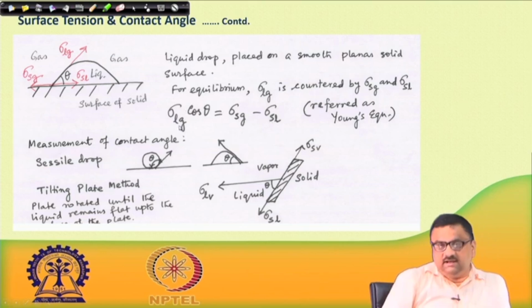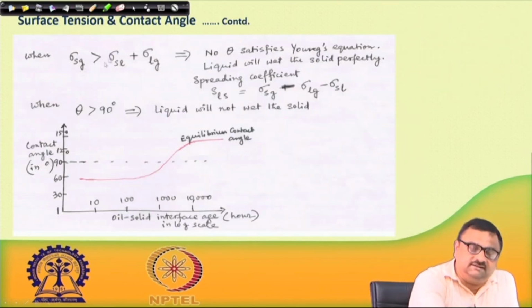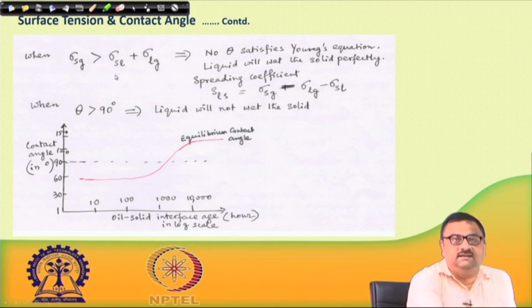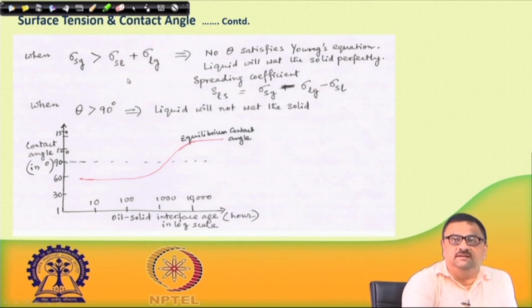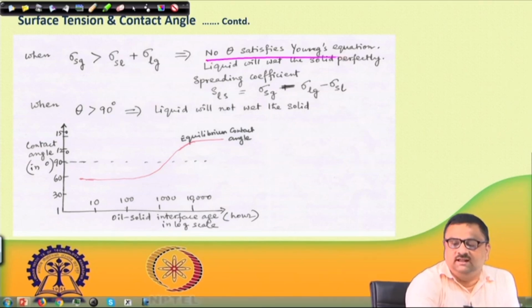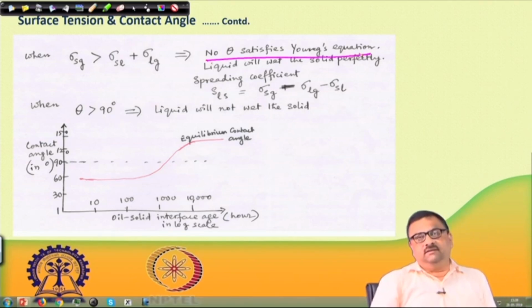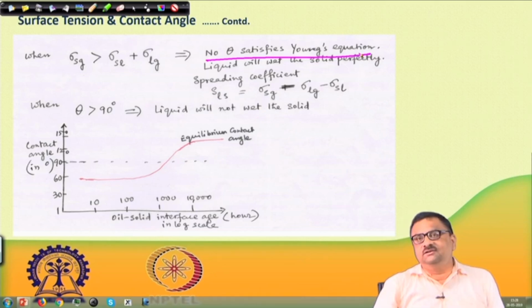Here we are saying that sigma SG is not only equal, but greater than this. So, when sigma SG is greater than sigma SL plus sigma LG, naturally it is beyond cos theta equal to 1. That is why it is written here that no theta satisfies Young's equation. Essentially, this means the liquid will wet the solid perfectly. It is beyond theta equal to 0 degrees.